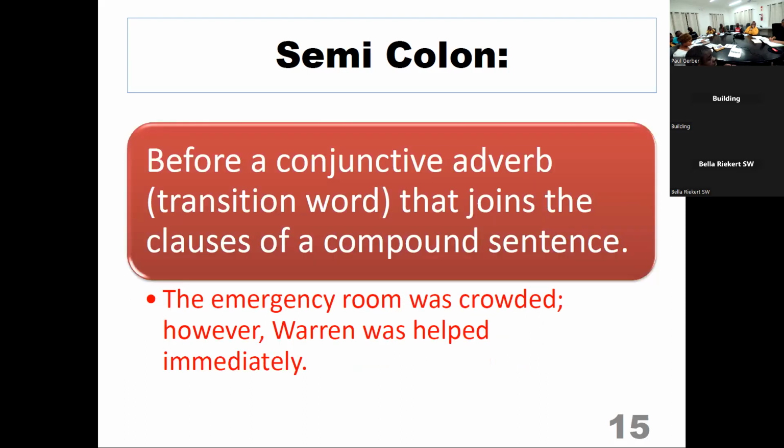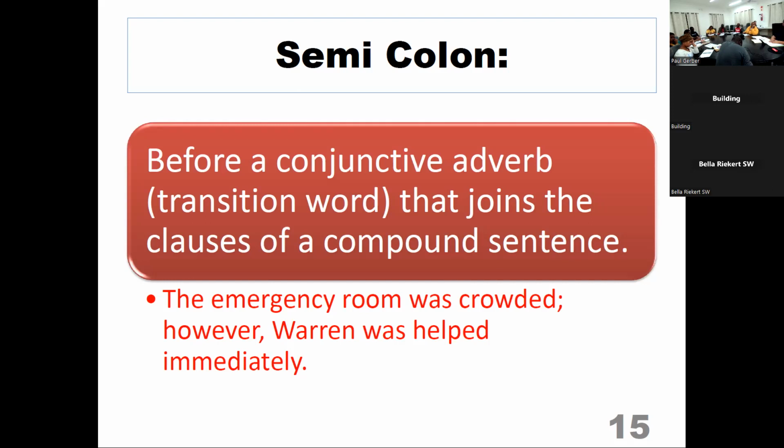Here's some more information. A semicolon, you will also use before a conjunctive adverb, right? This is the transition word that joins the clauses of a compound sentence. Compound sentences means it's a sentence that could have been two sentences, but it was put together because it just reads easier and it's better to do it like that. For example, the emergency room was crowded. However, Warren was helped immediately.